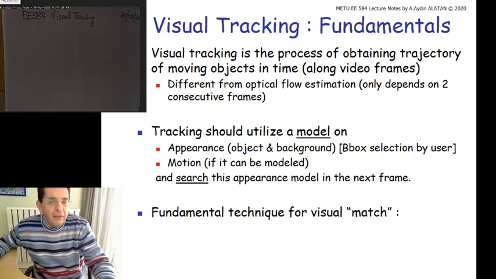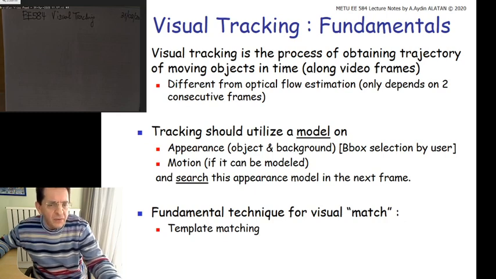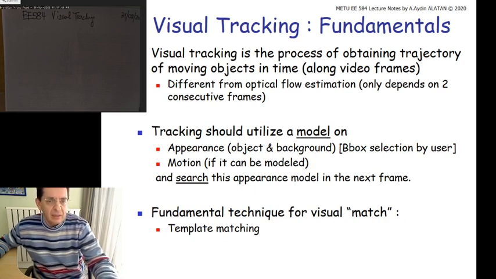Obviously, the fundamental thing for any kind of tracking or optic flow estimation is matching. Okay, we have to make a visual match. Obviously, the objects are also changing in time. It's not that trivial. Okay, template matching is a very robust fundamental technique. You can call it matched filtering or whatever with different names in signal processing.